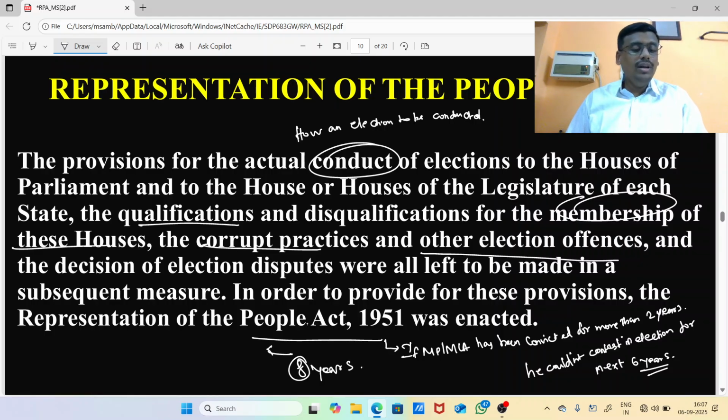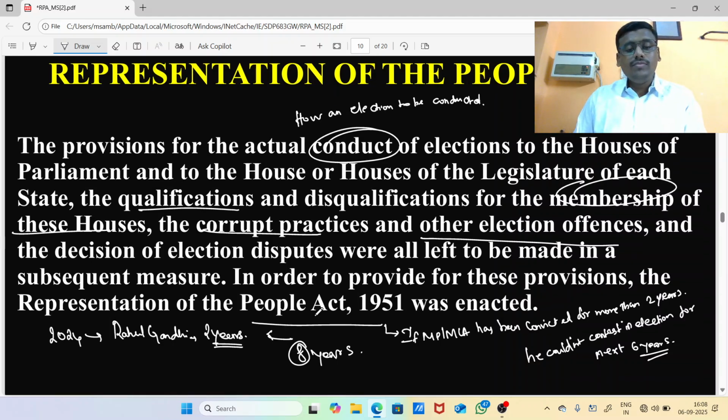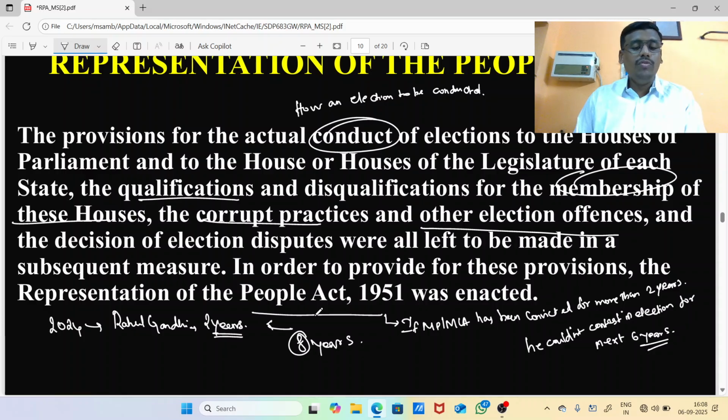To give an example, in 2024, the Leader of Opposition and floor leader of Congress, Mr. Rahul Gandhi, was convicted for more than 2 years, and his membership was removed by the Speaker of the Parliament. Later he challenged it in the court and got it reverted.